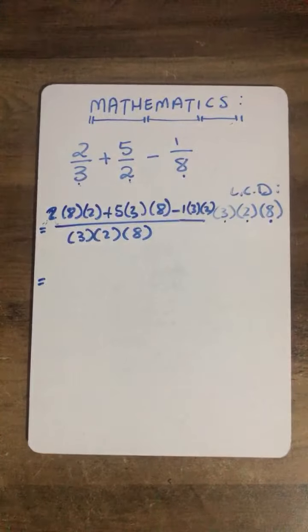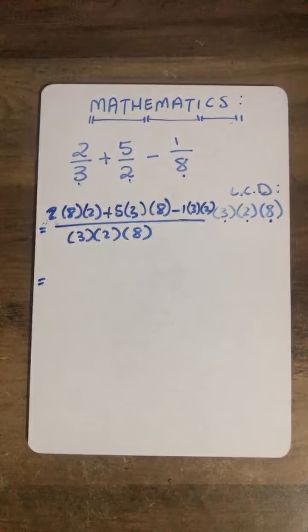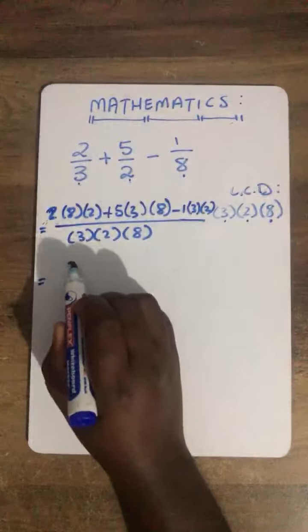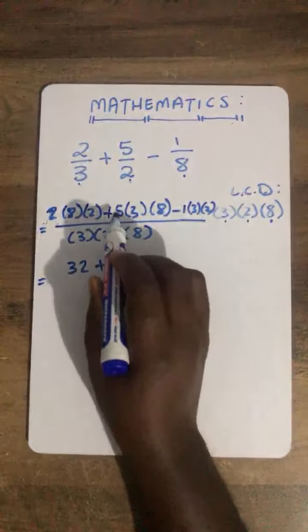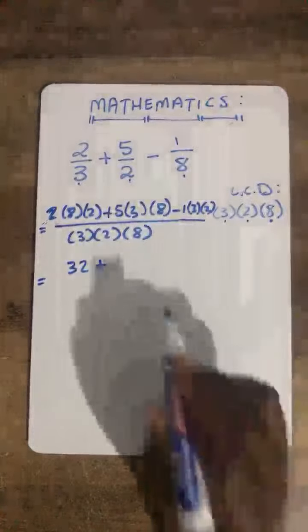There's someone who says LCD is 5. Moano says LCD is 5. Okay. Interesting there. Okay, 2 times 8 times 2. That is 32. 5 times 3 times 8. That is 120.